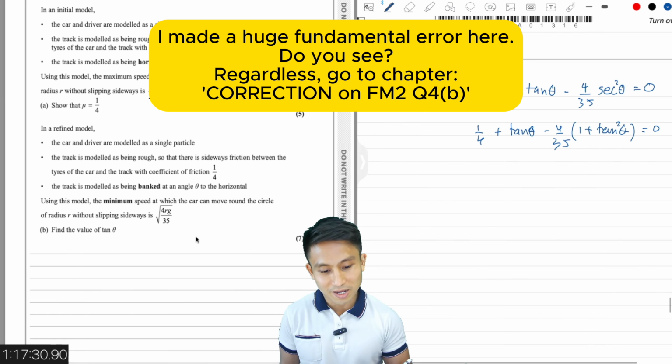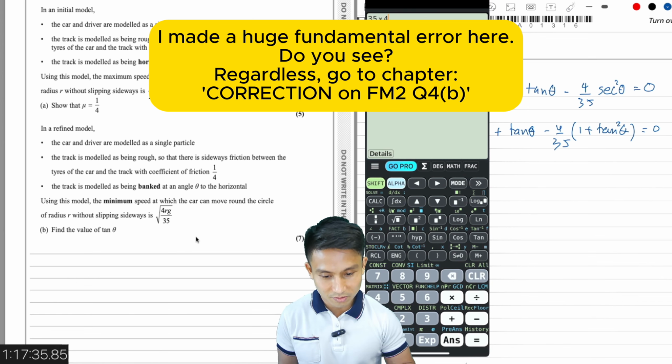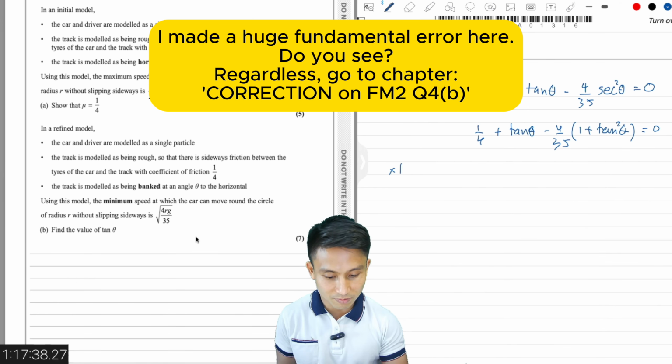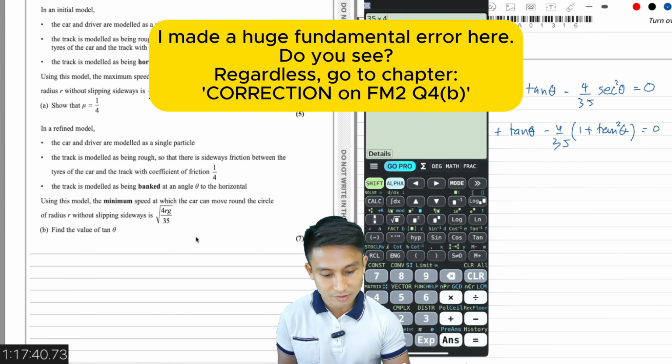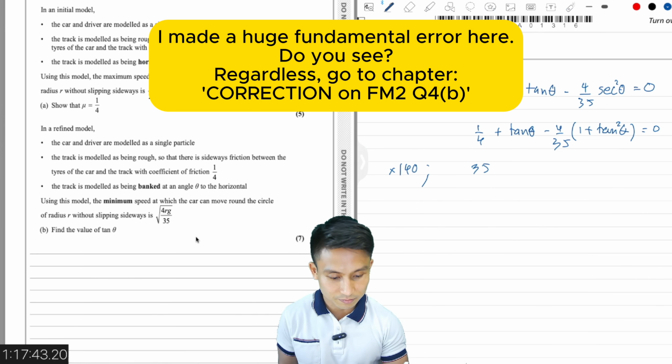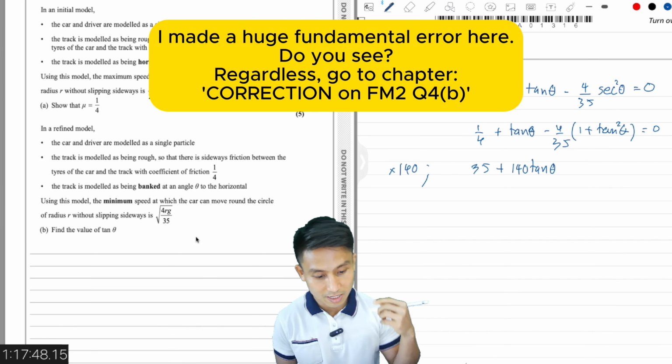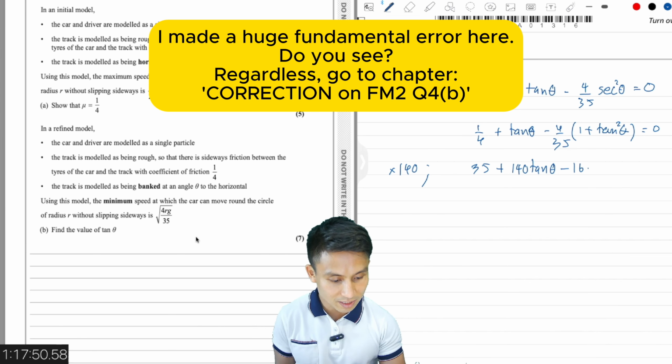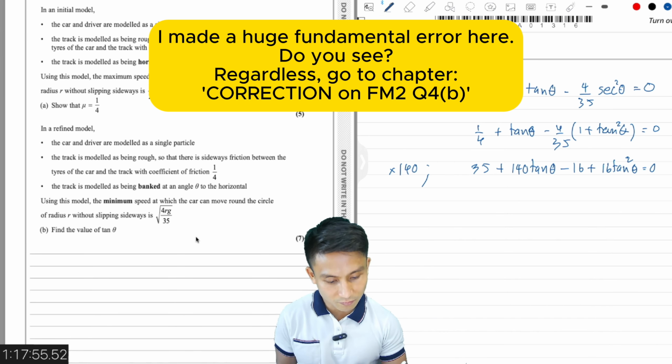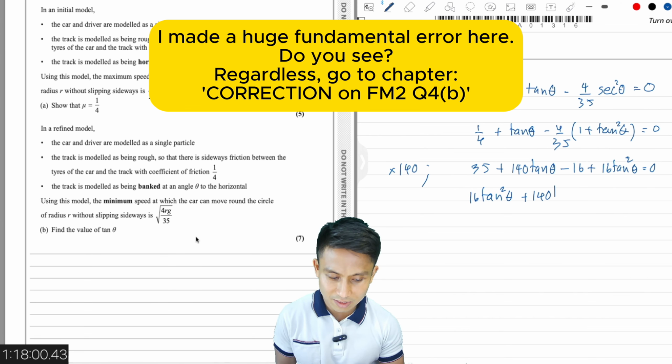If I multiply by the lowest common multiple of 35 and 4, just to be safe, 140, multiplied by 140 here, I get 35 plus 140 tan theta. And that would be 4 instead, so that's minus 16 plus 16 tan squared theta. We need to solve for this quadratic, guys. So 16 tan squared theta plus 140 tan theta, that feels a bit weird, but I'm just going to go with the flow first, 19 equals 0.